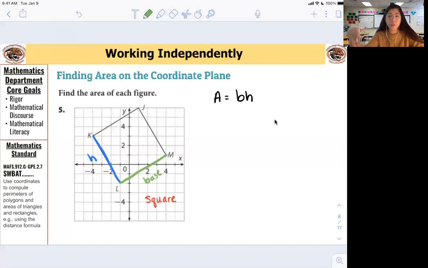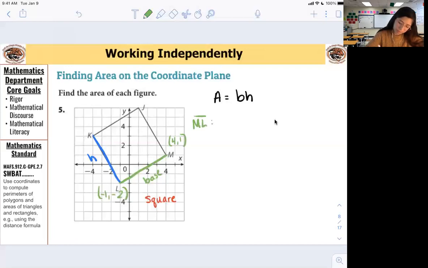We need to be sure. Once we calculate the distances, we'll know for sure. Because if they're equal, then you know you have a square. But if they're different than each other, then it's not a square. So let's go ahead and do the distance of ML. Okay. This is 4, 1 and -1, -2.